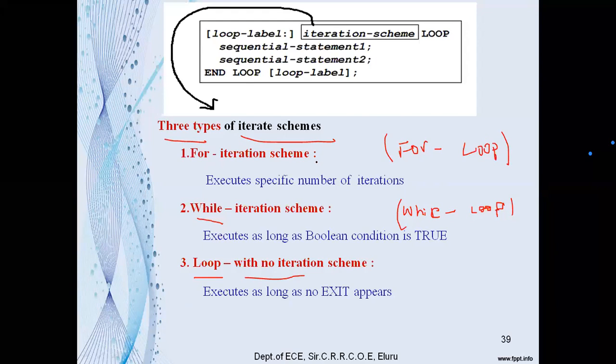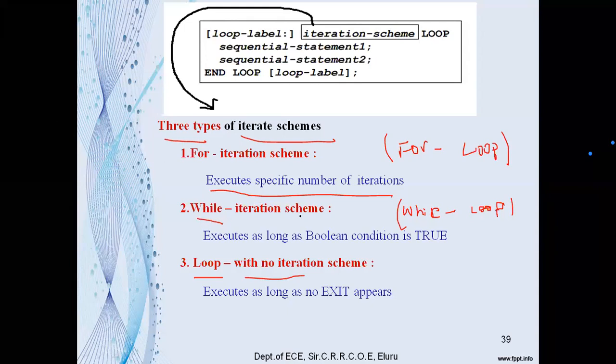So what are all these here? For the for loop iteration, what does it do? It executes a specific number of iterations. If I want to repeat a set of sequential statements n times, then I can iterate for n times here. Usually it is n minus 1: for n iterations, it will run from 0 to n minus 1. So the for loop is to execute a specific number of iterations.